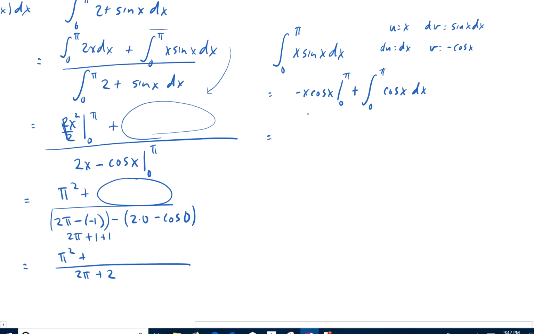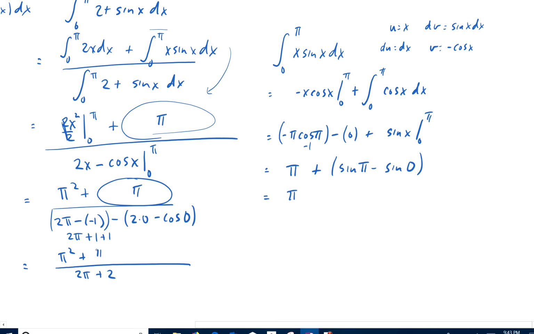So this becomes negative pi cosine pi minus 0. The integral of cosine is sine, right? The derivative of sine is cosine. And so this becomes, cosine of pi is negative 1, so that'd be pi plus sine of pi minus sine of 0, both of those are 0, so it becomes pi. So this is pi.